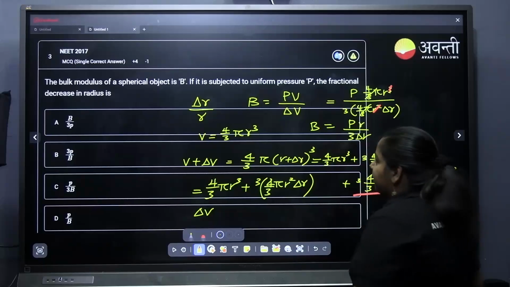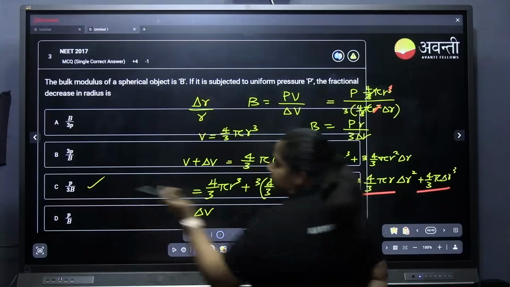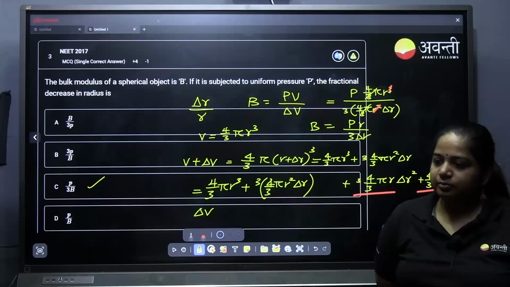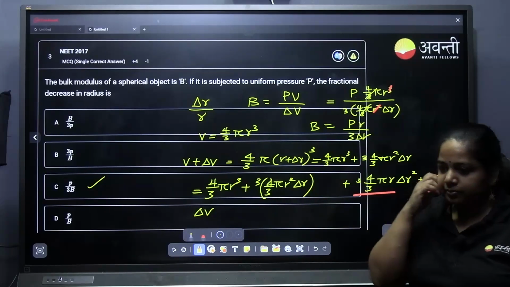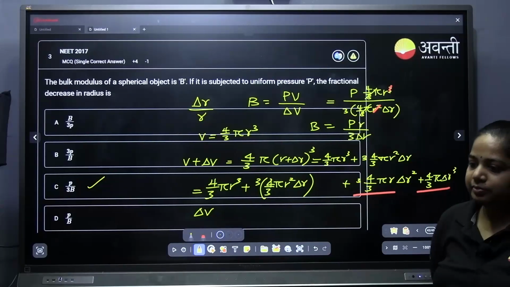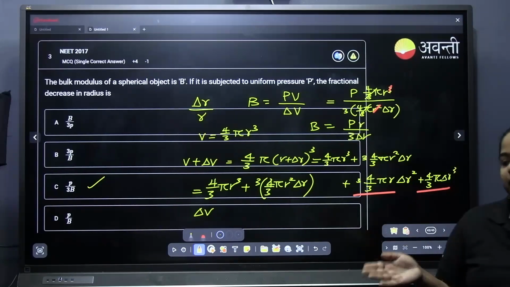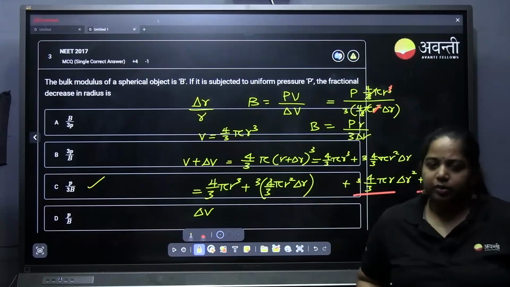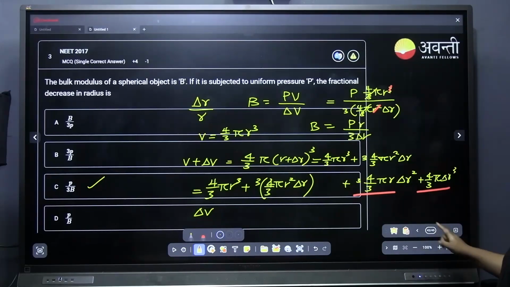Nobody is answering. Are you guys even doing the problem? P by 3B is the answer. Is there any doubt in this formula or solution? Are you guys listening and solving the problem? I can't understand. Okay. Nobody has doubt then. Okay. We will move to the next question.